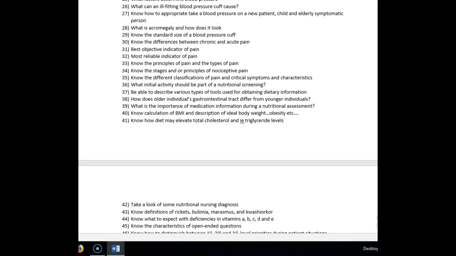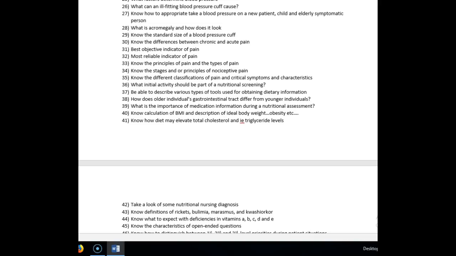It's very important for you as well, when you're taking a nutritional assessment, to make sure that you ask a patient what medication she's on or taking. The reason you ask that when you do the assessment is because certain drugs can affect how a person metabolizes or uses up the nutrients or the food that they're taking. So that's very important.